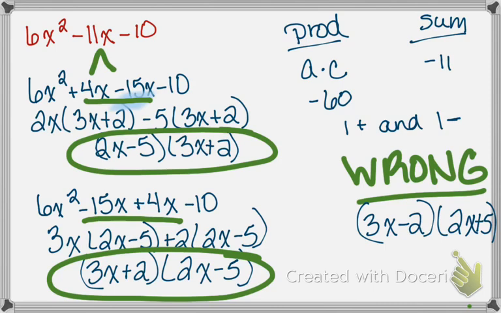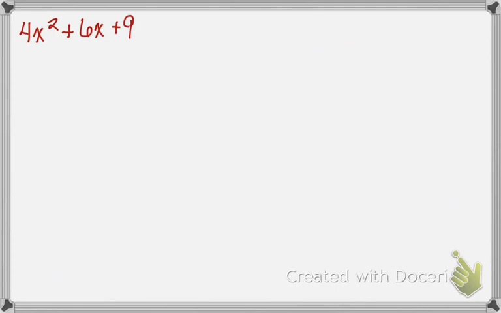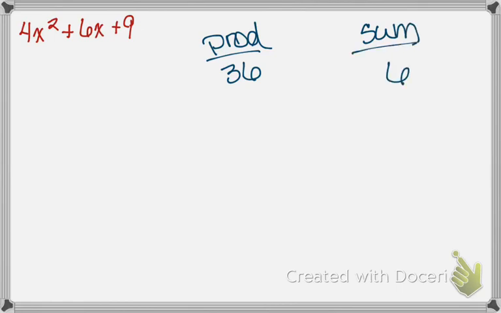I'm going to move on to the next one. 4x squared plus 6x plus 9. My product here is my A times my C, and that's going to be 36. My sum here is positive 6. So I've got 36 and I've got 6. I'm trying to find numbers that multiplied together give me 36, and added together give me 6. And they both have to be positive.